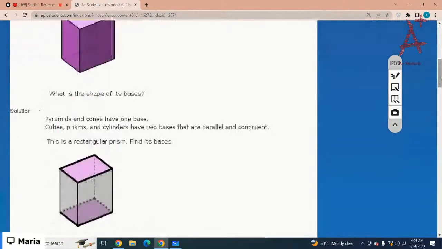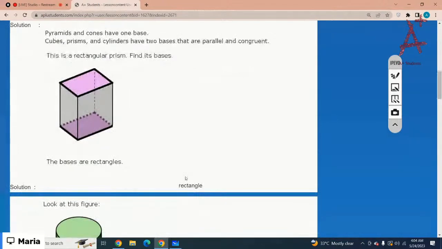So pyramid and cones have only one base. Cube, prisms, cylinders have two bases that are parallel and congruent. So this is a rectangular prism. Find its bases. It has actually two bases. One, this one, the pink one, the upper and the lower, the top and the bottom. So the bases are rectangle. You can see this one is rectangle, opposite sides equal in length, and the other one is also a rectangle. Got it?